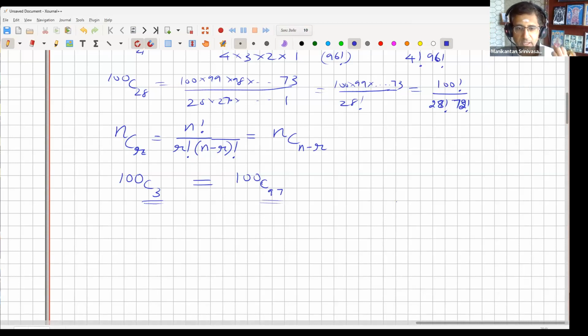So the number of ways in which she can choose 3 is the same as the number of ways in which she can choose 97. So 100 choose 3 is the same as 100 choose 97. And that's what the formula is also leading us to believe. 100 choose 3 is the same as 100 choose 97.